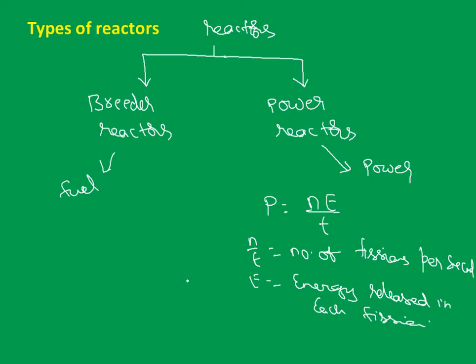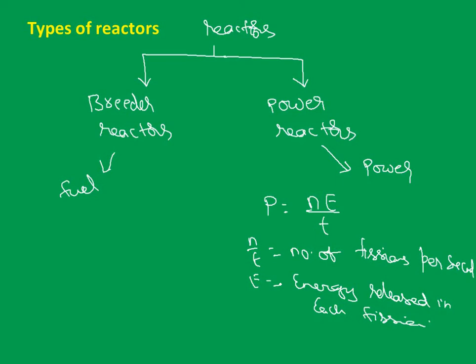Now the number of fissions per second in a reactor of power 1 watt can be given as N/t = P/E. If we substitute E as around 200 MeV, we get around 3.125 × 10^10 fissions per second. So from that we can actually calculate.